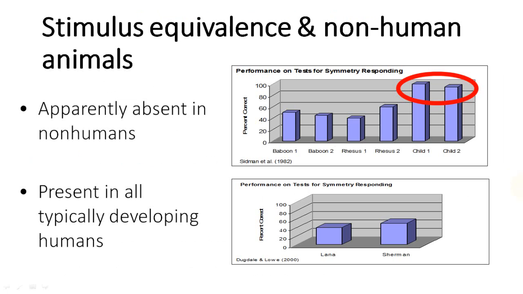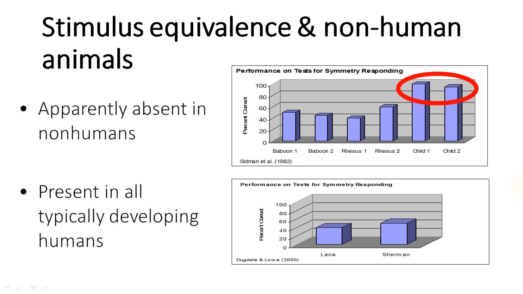In 1982, Sidman did a follow-up study in which he compared the performance of normally developing children with that of apes. He used 2 baboons and 2 rhesus monkeys, and only the human subjects were able to pass the performance criteria on tests for symmetry relationships. None of the other apes managed to perform above chance levels.